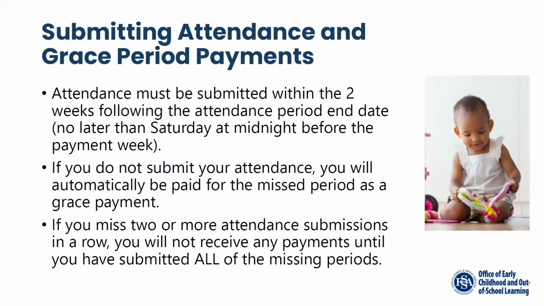If you do not submit attendance on time, we do automatically pay for 1 missed period. So that is your grace payment. You do still have to submit that because we want to make sure any closures or absences are still recorded. So you will have to get caught up and get that submitted. If you miss 2 submissions in a row, then you will not receive any payments until all of the missing attendance has been submitted. So make sure that you are checking that on a regular basis and getting those in because we don't want you to miss payments.